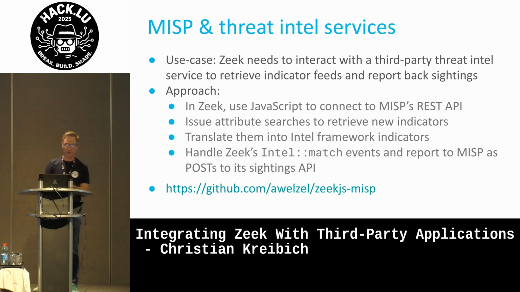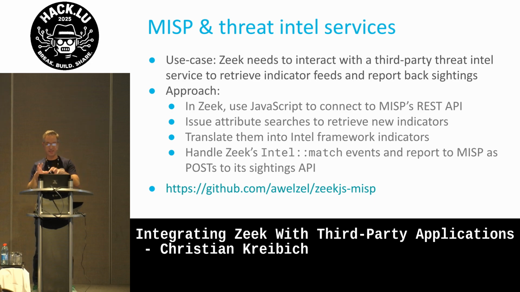MISP needs no introduction here. Right? Cool. So the use case there is simply to integrate with a threat intel service. This is another one where we have code that you can try out. This was, I think, one of the first things we built using JavaScript. What this does is quite straightforward. Conceptually, it simply reaches out to retrieve new indicators, doing attribute searches.